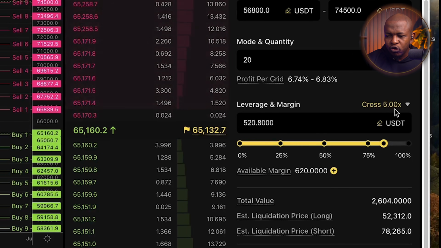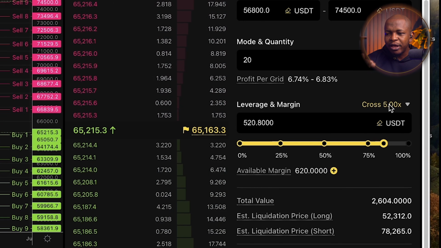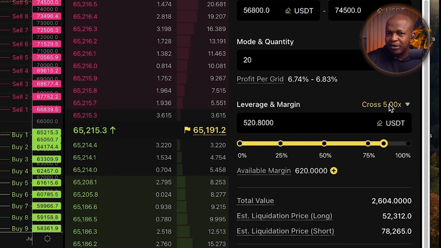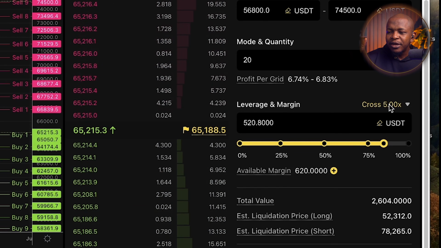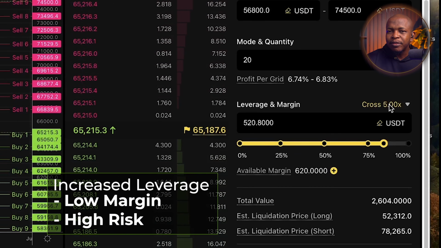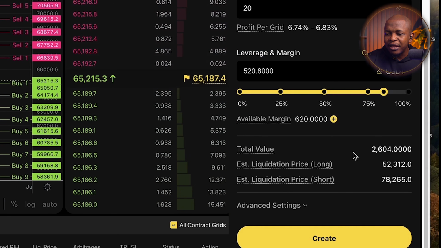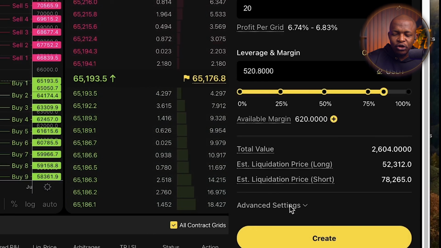I can also increase or reduce my leverage. If I reduce my leverage, the more margin I will need and the less risk I'm taking. If I increase my leverage, the lower the margin I will need, but the more risk I'm going to take. This will start trading immediately I click on create. But we should also check out for this.